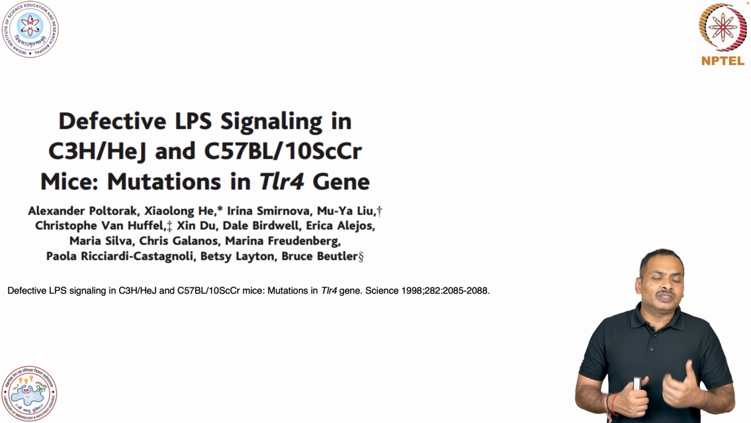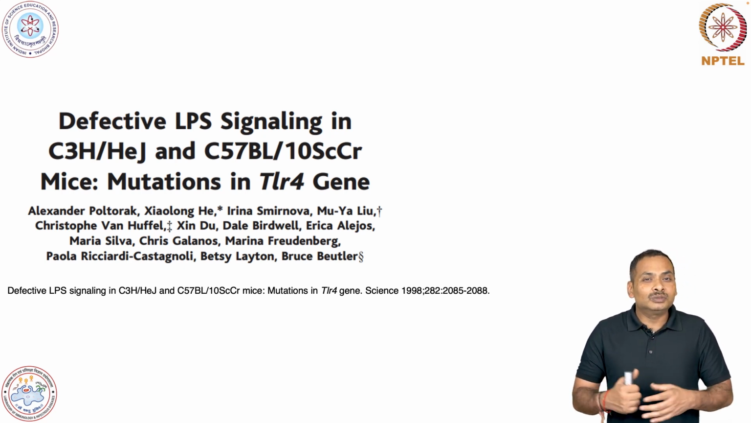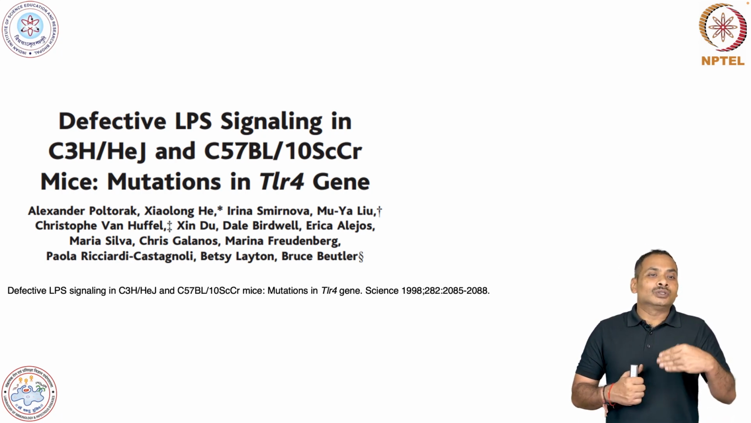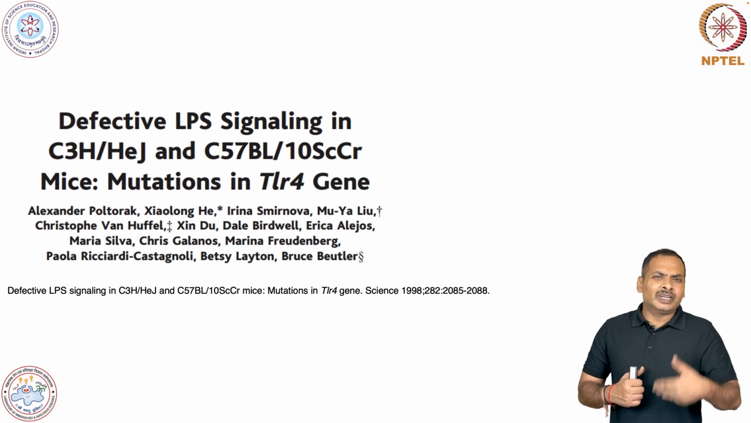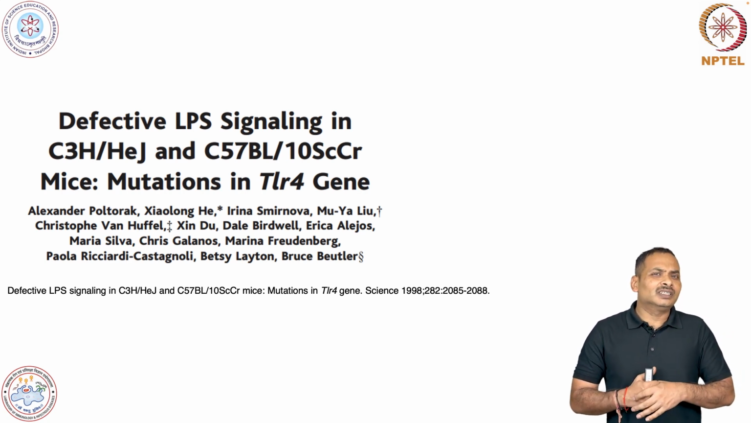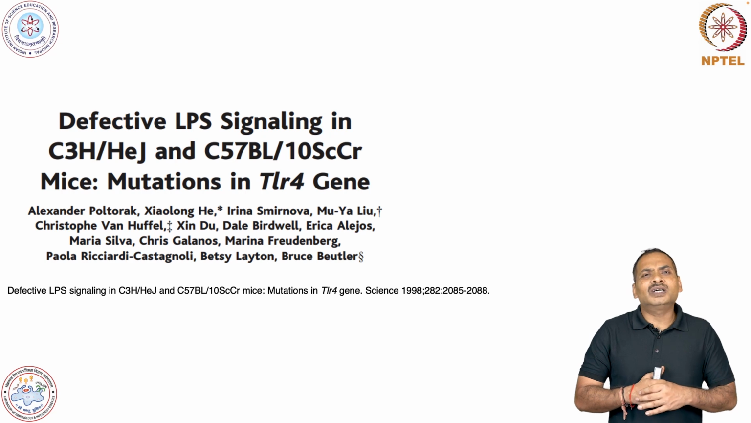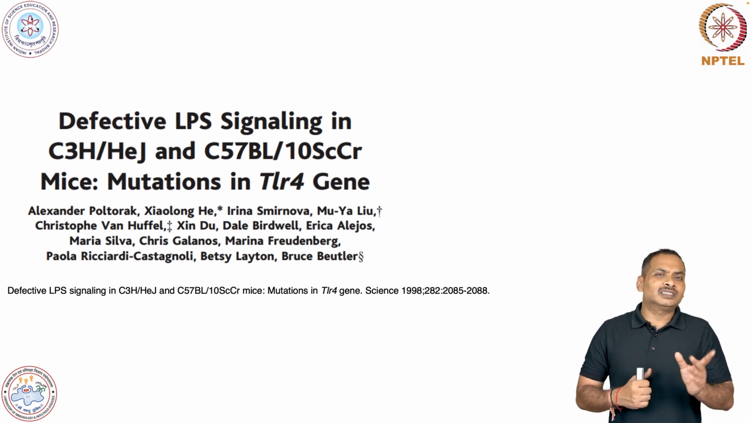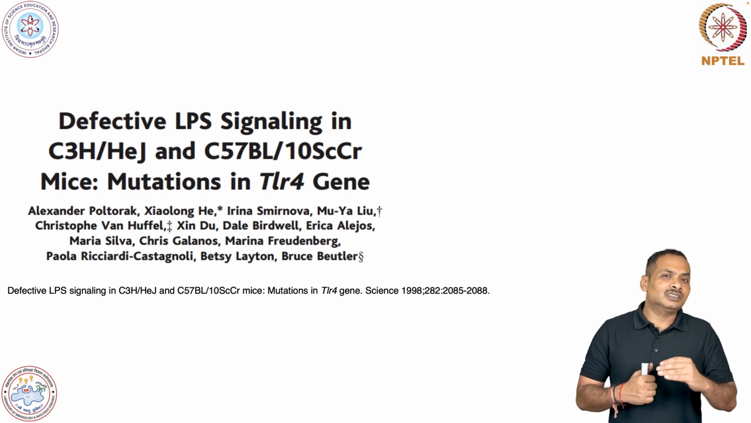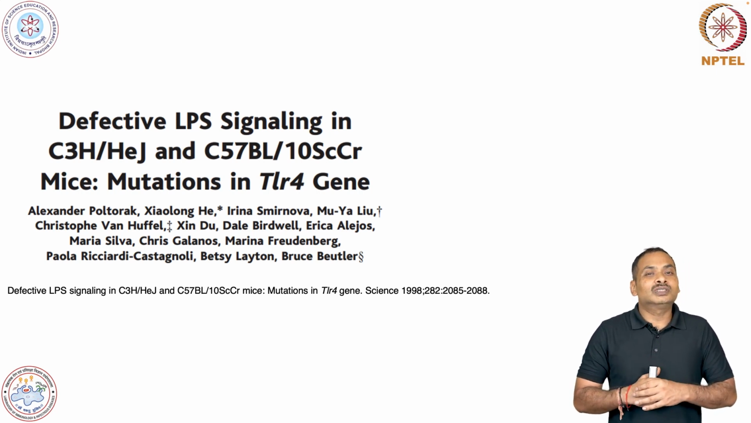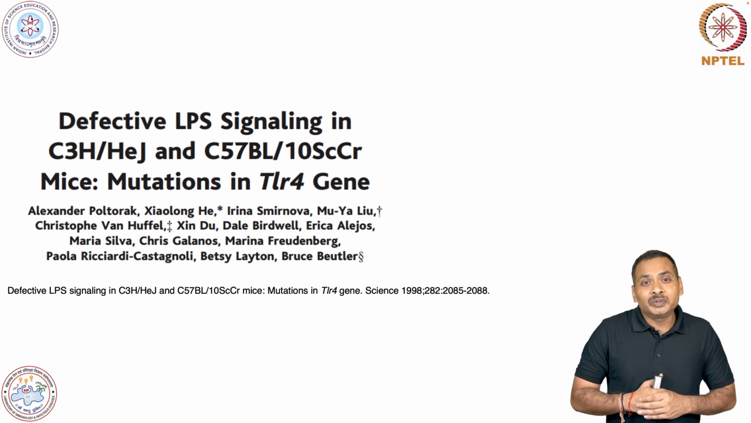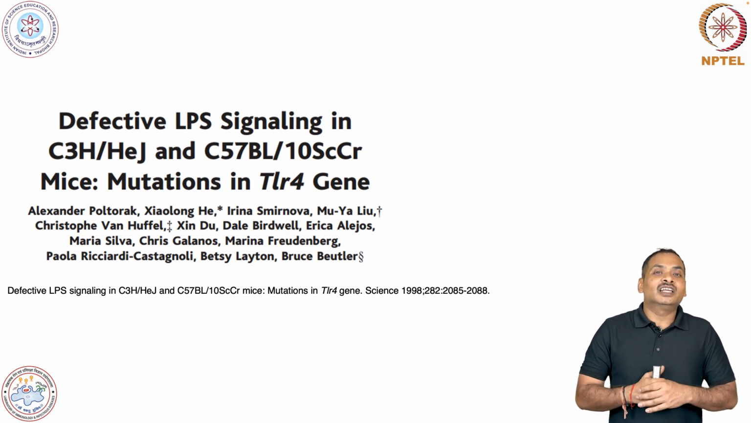Ideally, if you inject LPS in a mouse or human, it will cause a shock. That is a very fatal condition. So they identified this mutation and characterized these mice, and they found that at position 712 there is a change in amino acid, and that makes them hyporesponsive to LPS, and this gene is TLR4.